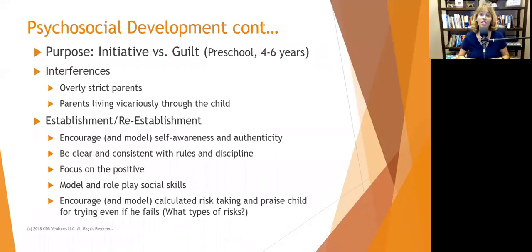And encourage and model calculated risks. So getting outside that comfort zone. When my son took gymnastics for the first time, he wasn't too sure about it. He thought he wanted to do it, but he wasn't too sure about it. So I encouraged him, go try it out for a session. If you hate it, no harm, no foul. At least you tried. And so I encouraged him to go try things out, see how it went. Same thing with soccer. Try it for a season. If you don't like it, you don't have to do it next season.